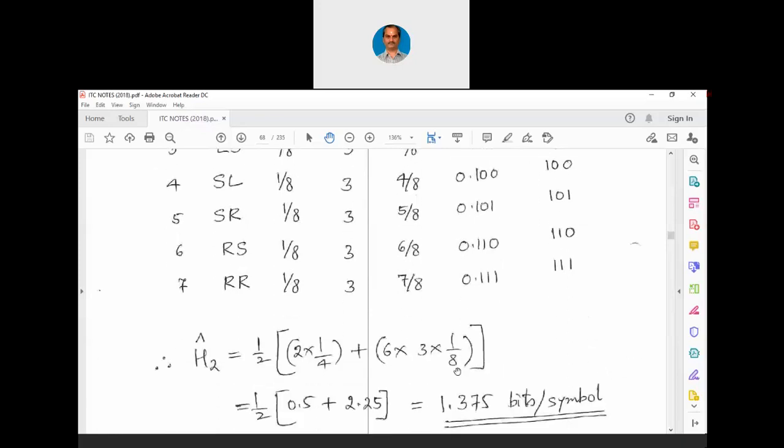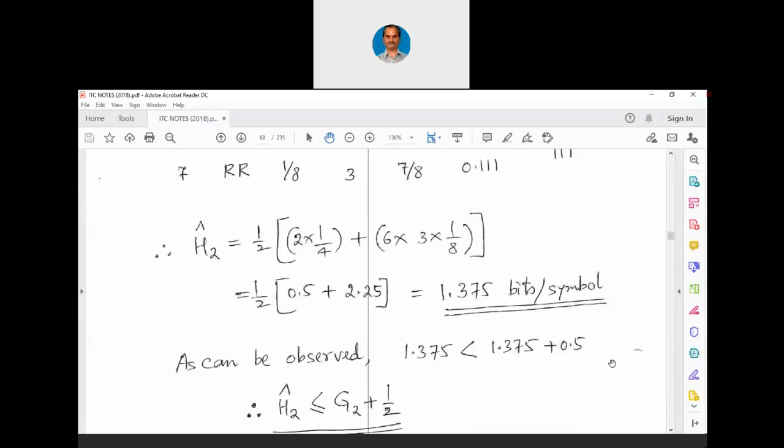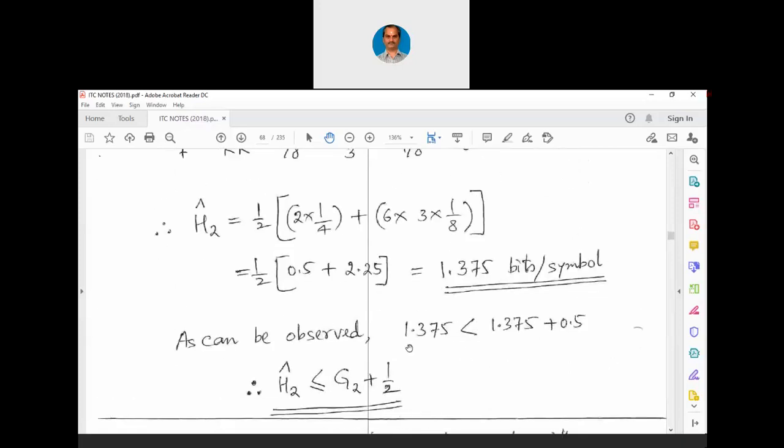Now we will find out the H2 cap. H2 cap is half into 2 into 1 over 4 plus, there are 6 other sequences, into 3 into 1 over 8, that is half into 0.5 plus 2.25, which is 1.375 bits per symbol. As can be observed, 1.375 is less than 1.375 plus 0.5. So he had asked that we should prove H2 cap is less than or equal to G2 plus 1 over 2, that is Gn plus 1 over n. That is proved.